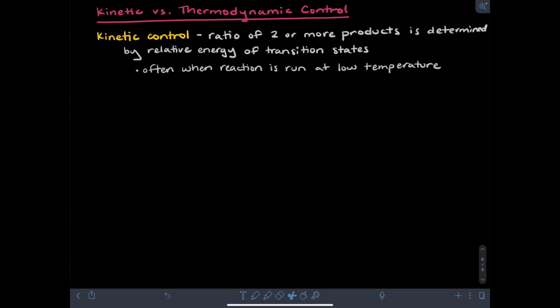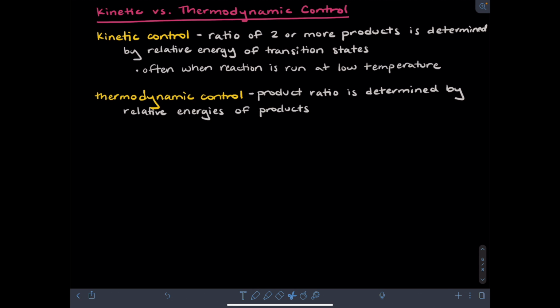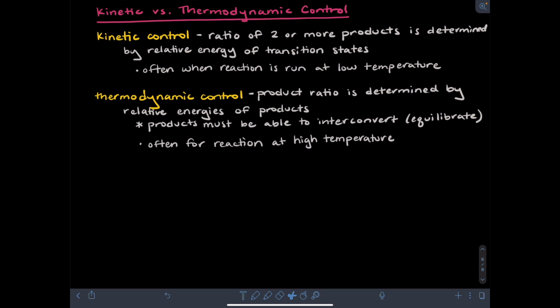Reactions are typically under kinetic control when they are run at low temperatures. Under thermodynamic control, the product ratio is instead determined by the energies of the products rather than the transition states to get there. Thermodynamic control relies on the fact that the products need to be able to interconvert or be at equilibrium. Thermodynamic control will often be in place when you have reactions that are being run at higher temperatures.